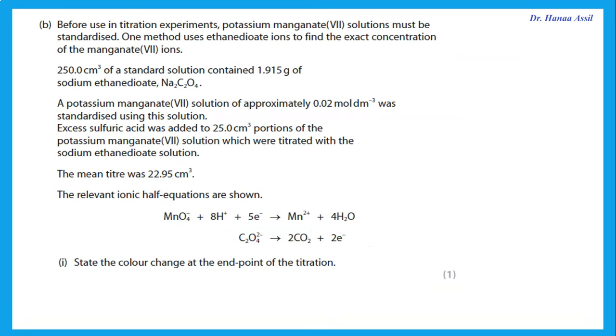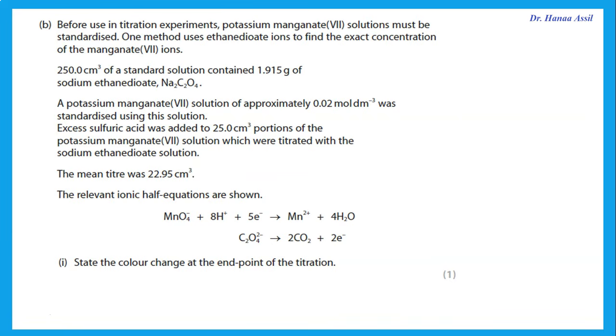Okay. Then the second part says, before use in titration experiments, potassium manganate solutions must be standardized. One method uses ethanedioate ions to find the exact concentration of the manganate ions. 250 cm³ of a standard solution contained 1.915 grams of sodium ethanedioate. A potassium manganate solution of about 0.02 mol per dm³ was standardized using this solution.